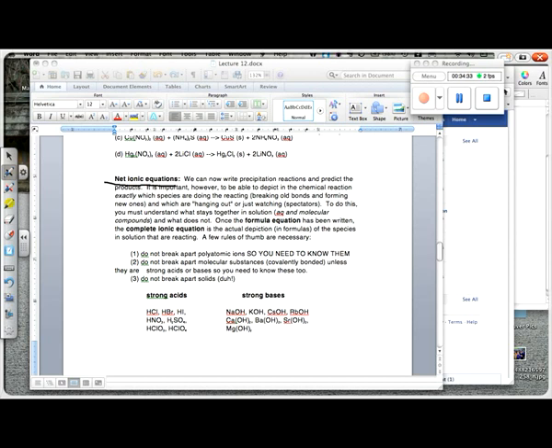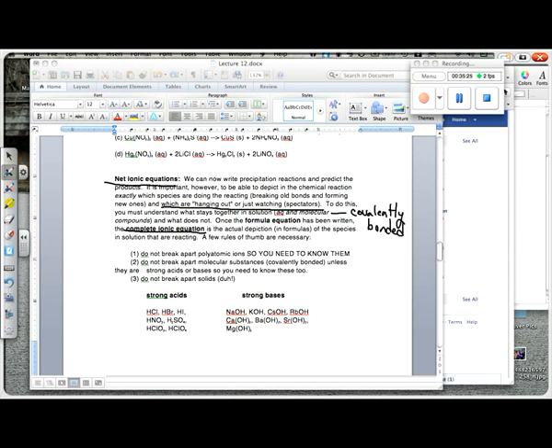All right, so we can write precipitation reactions and predict the products. So we want to know exactly which species are doing the reacting. Many of the ions, as you've seen, all those aqueous things, are just hanging out, or we call them spectators. So we are going to make sure that we understand that molecular compounds, that means covalently bonded, like water, stay together, and we will not break them apart when we write a net ionic equation. So we're going to take what we've just done up here, break it apart first into a complete ionic equation, and then cancel out the spectators, and arrive at a net ionic equation which shows only the species that are reacting.